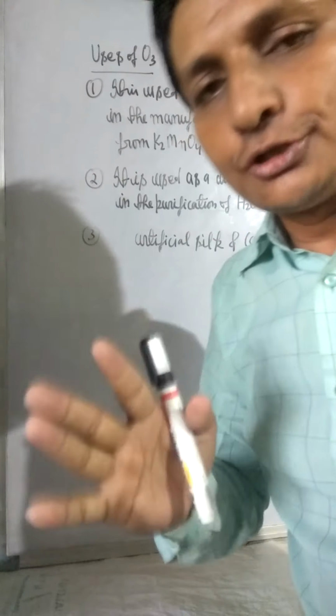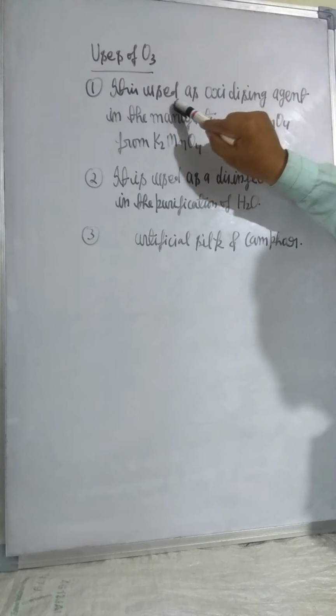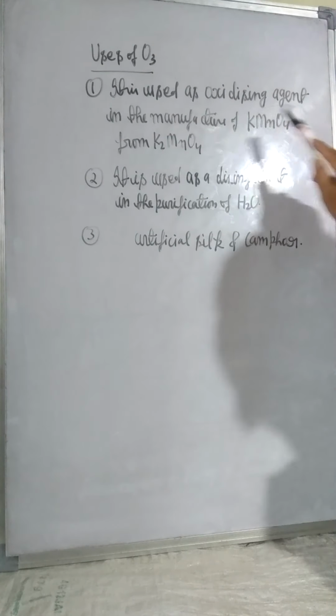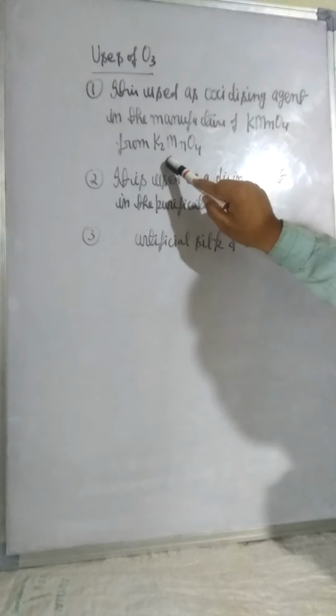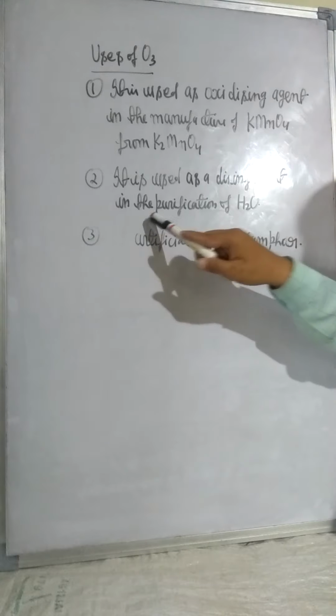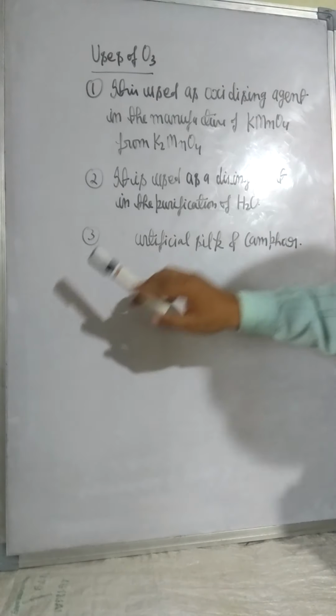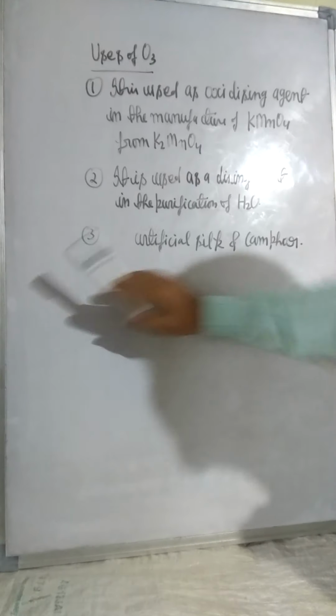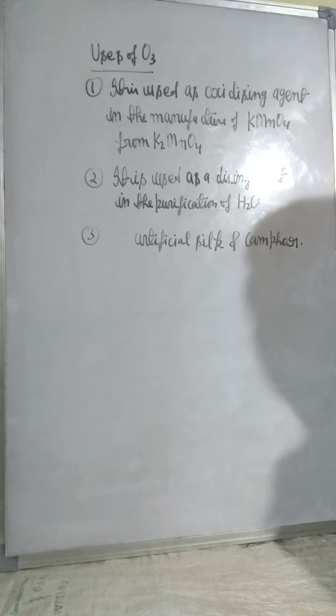Next point is usage of ozone gas. Ozone gas is used as an oxidizing agent in the manufacture of potassium permanganate from potassium manganate. Number 2, ozone is used as a disinfectant in the purification of water. Number 3, ozone is used in the manufacture of artificial silk and camphor.